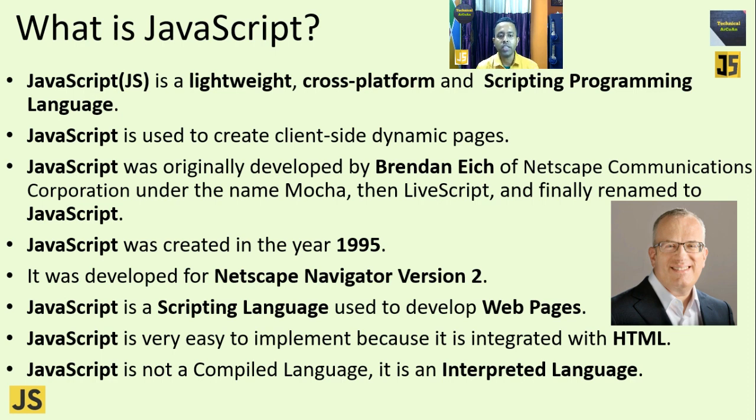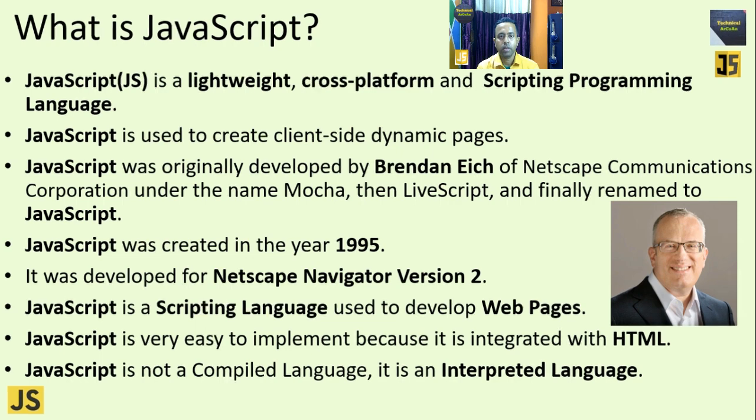Okay? JavaScript is a scripting language used to develop web pages. Okay? JavaScript is very easy to implement because it is integrated with HTML, hypertext markup language. Okay? JavaScript is not a compiled language, it is an interpreted language. Okay, so this is actually the basic concept of JavaScript, right?